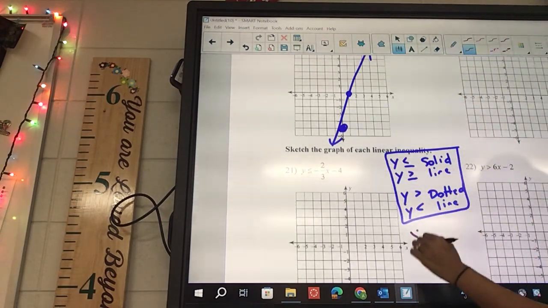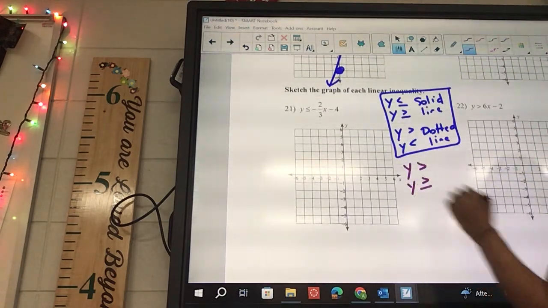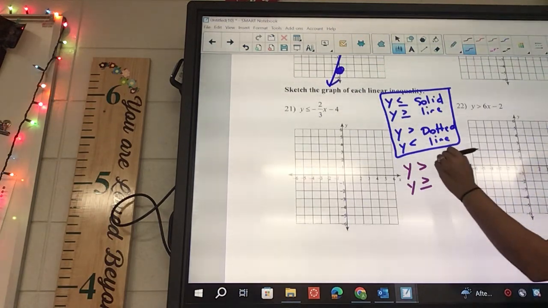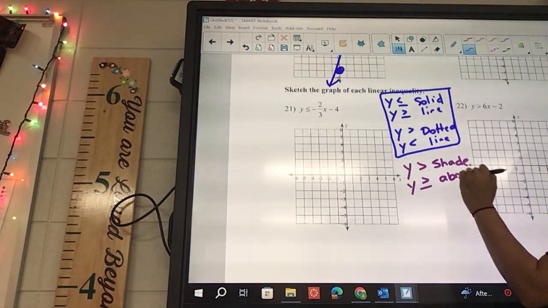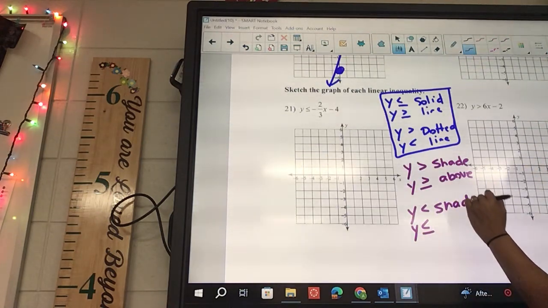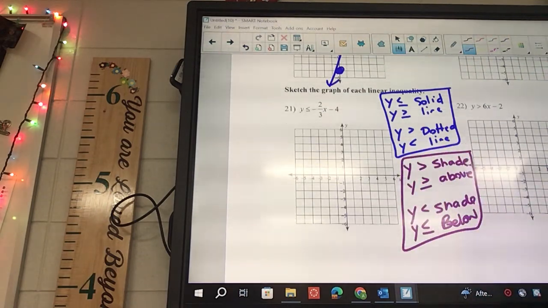Okay, and for the other part, is that shade above or below? Above. That one is shade above. This one is shade below. What does it say under solid? Line.